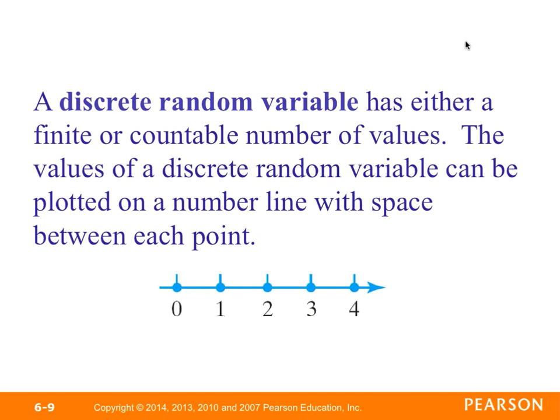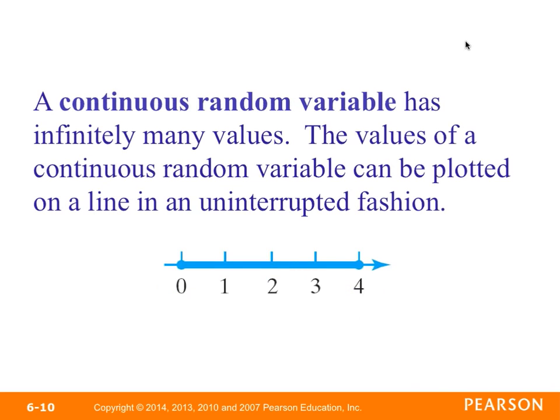A discrete random variable has either a finite or countable number of values. The values of a discrete random variable can be plotted on a number line with spaces between each point. This is the same thing when we talked about discrete measures before, we can count them. A continuous random variable has infinitely many values. If you're going to plot them on a number line, you have to shade through the entire number line in an uninterrupted fashion. So it includes decimals, fractions, that sort of thing, any real number.